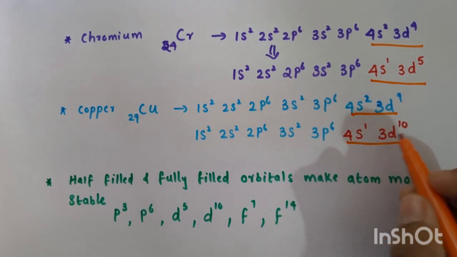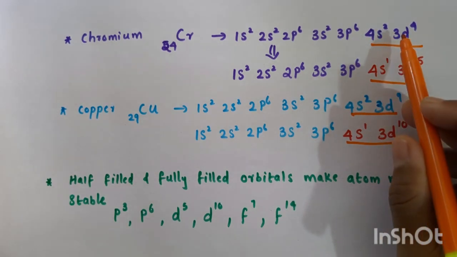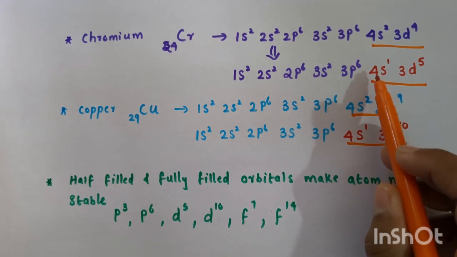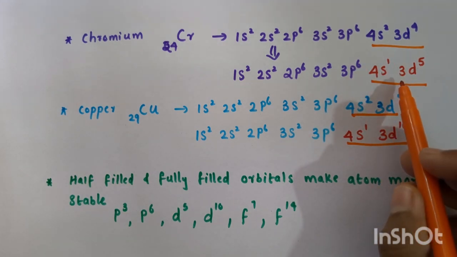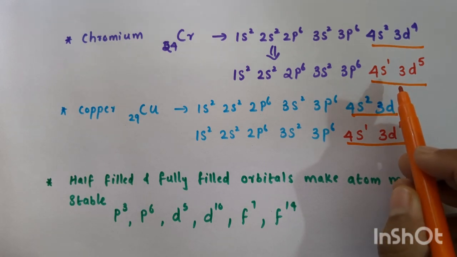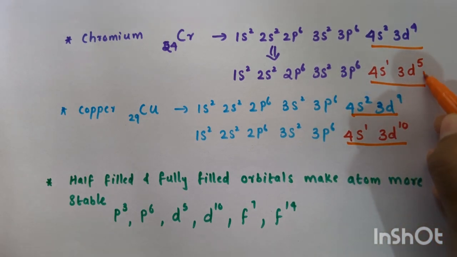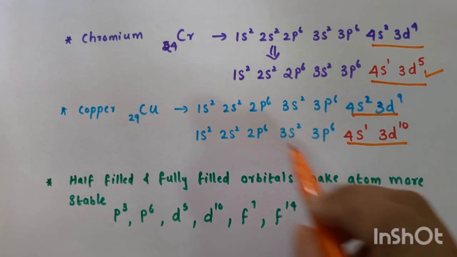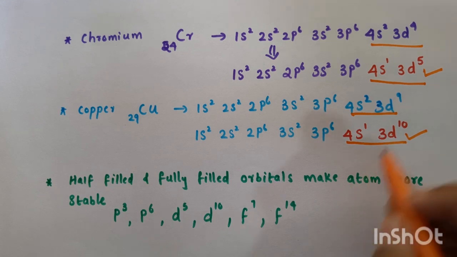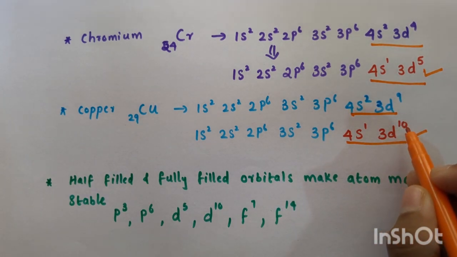That is, instead of 2 electrons in the 4s orbital and 4 electrons in the 3d orbital, chromium has 1 electron in the 4s orbital and 5 electrons in the 3d orbital. Why? Because fully filled and half-filled orbitals have extra stability, that is, lower energy. So chromium adopts this d5 configuration. Similarly, copper adopts this d10 configuration, because half-filled and fully filled orbitals make the atom more stable.